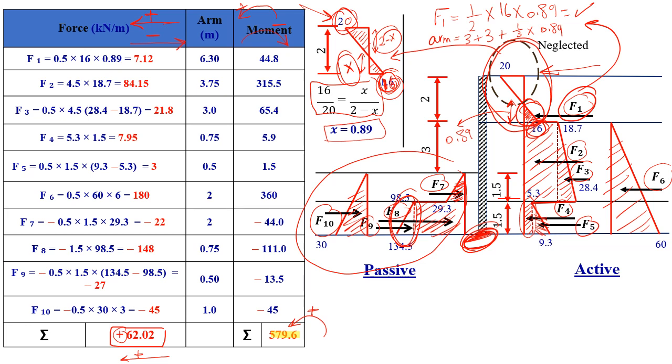At the very end, if you want to calculate the point of application of your resultant force, you can just say that the arm of this resultant force away from the base of the retaining wall is equal to sigma M over sigma F. The resultant moment over the resultant force will give you the arm: 579.6 over 62.02. It's equal to 9.345 meter. This is the arm of your resultant force away from the base of the retaining wall.